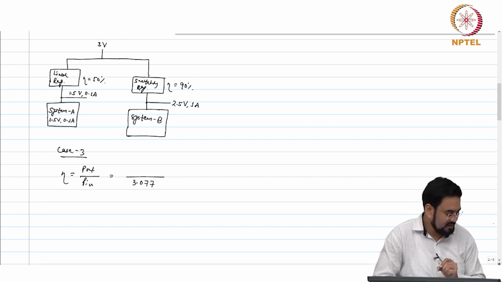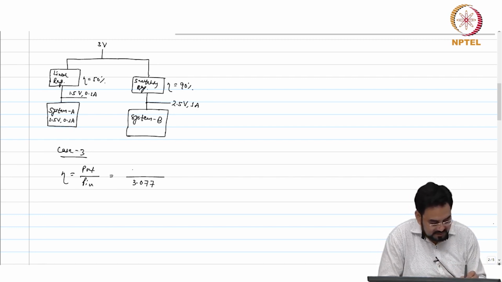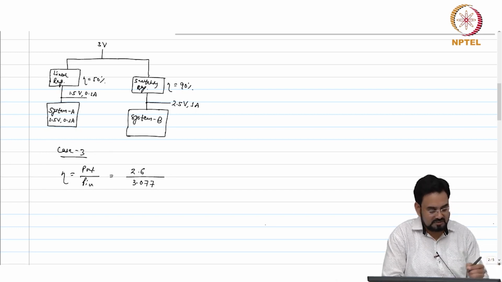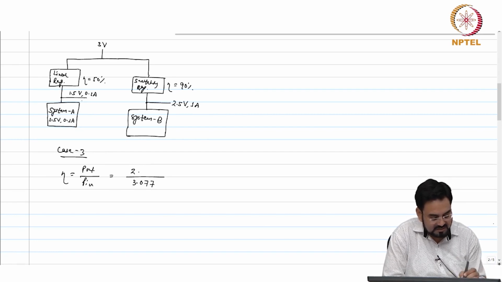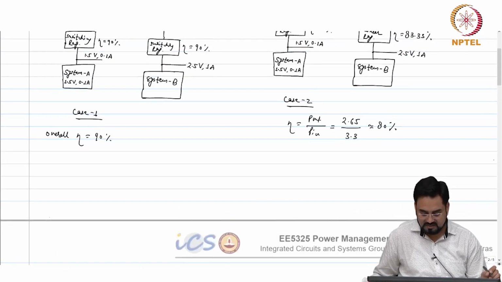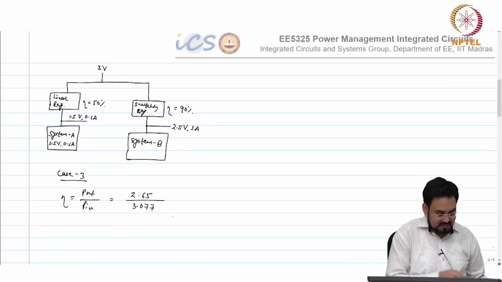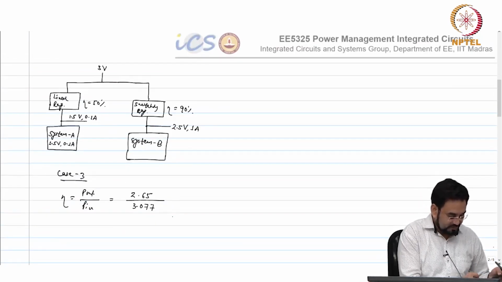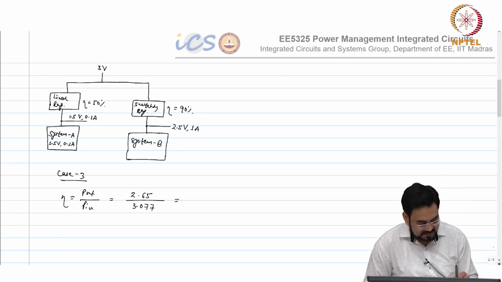3.077 is the input power, and the output power is 2.5 plus 0.15, so 2.65. Yeah, correct. So 2.65 divided by 3.077, it's 86%.